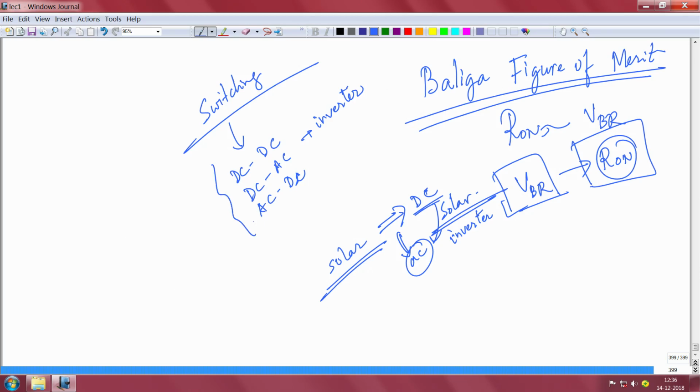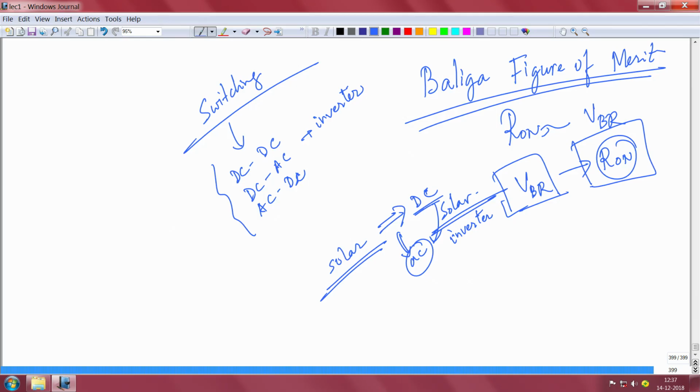This conversion of power, DC to DC, AC to AC, DC to AC, is done by power switching. Okay, this is done by power switching, and power switching is possible by using these transistors which can act as a power switch. Okay, this can act as a power switch.